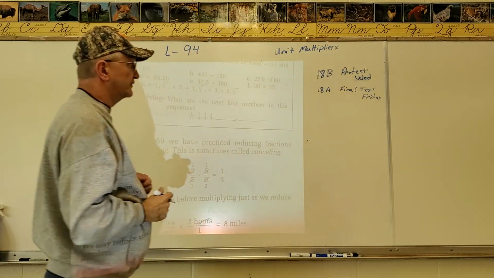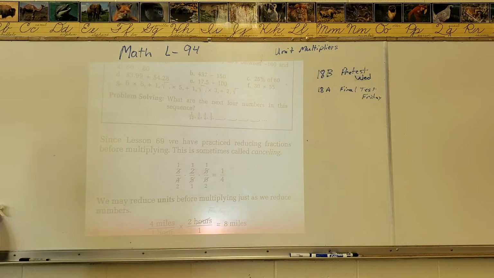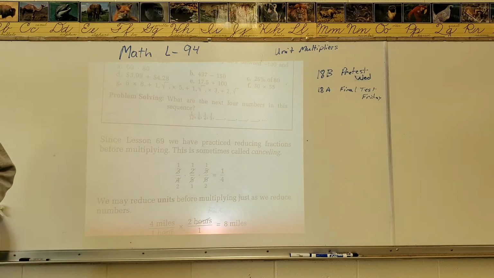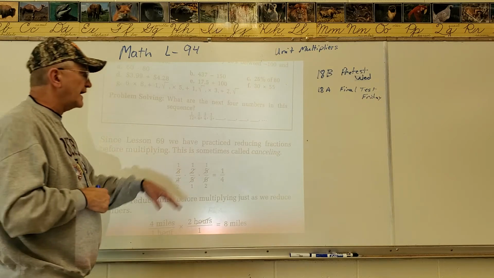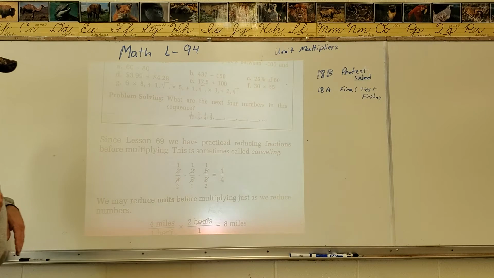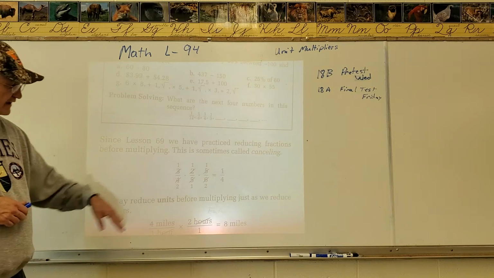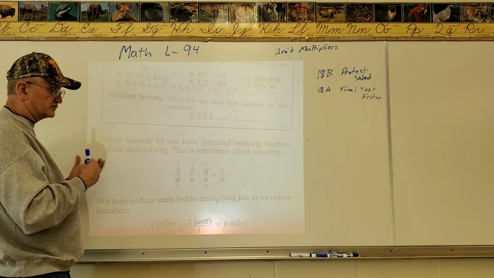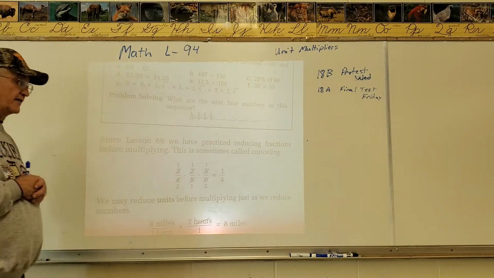Unit multipliers and what those are. So unit means basically the labeling that you're using. What you notice, this is what we have set up on your page 453. Since lesson 69, we have practiced reducing fractions before multiplying. This is sometimes called canceling. You remember how we cross-canceled everything here, at least you've been demonstrating, and if you're still struggling with that, that is something we need to go over together.